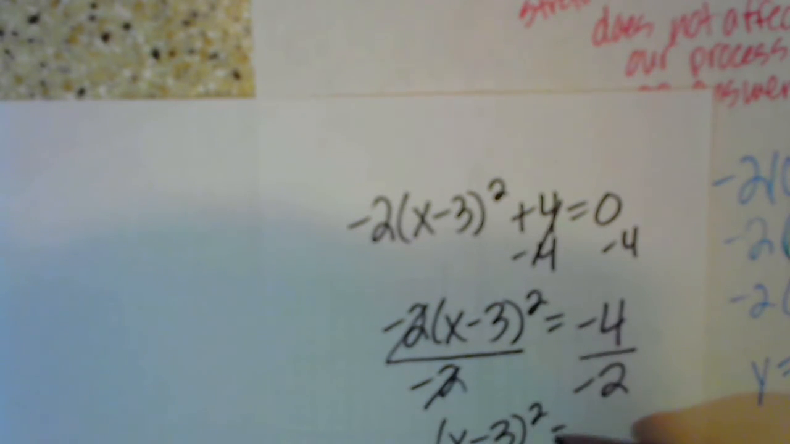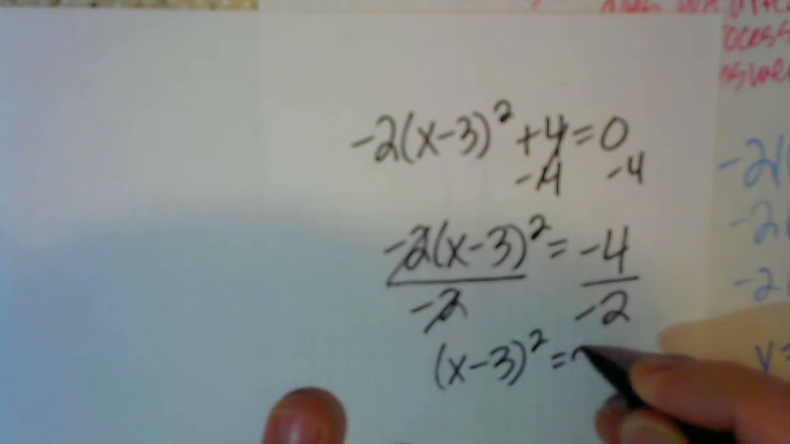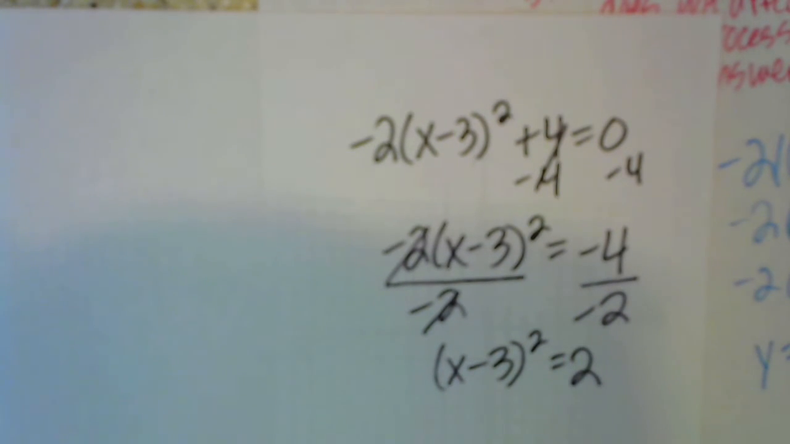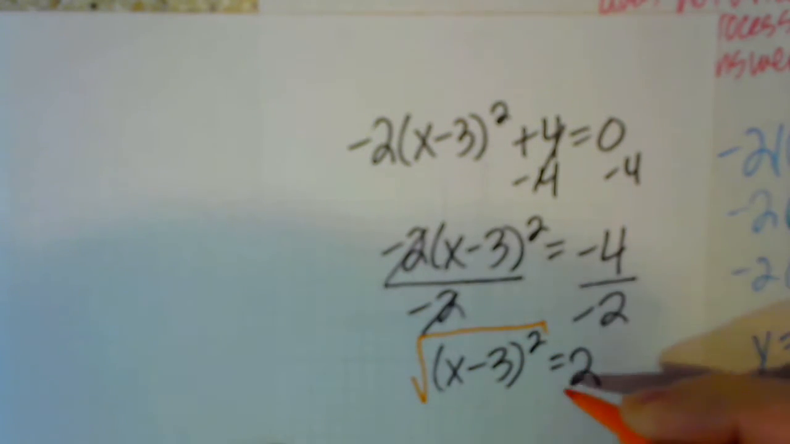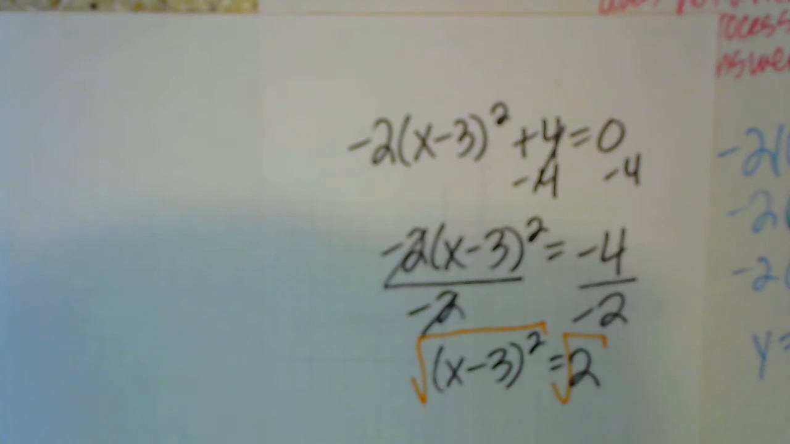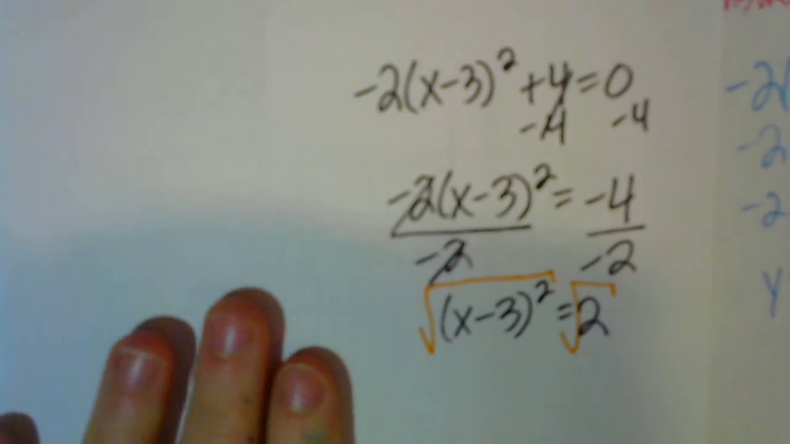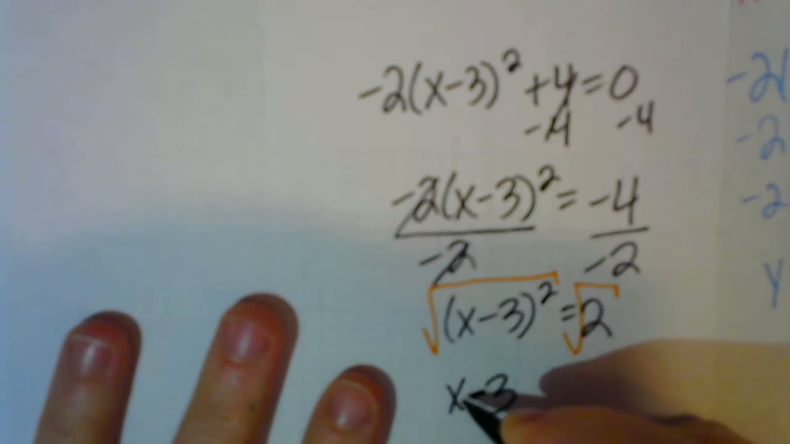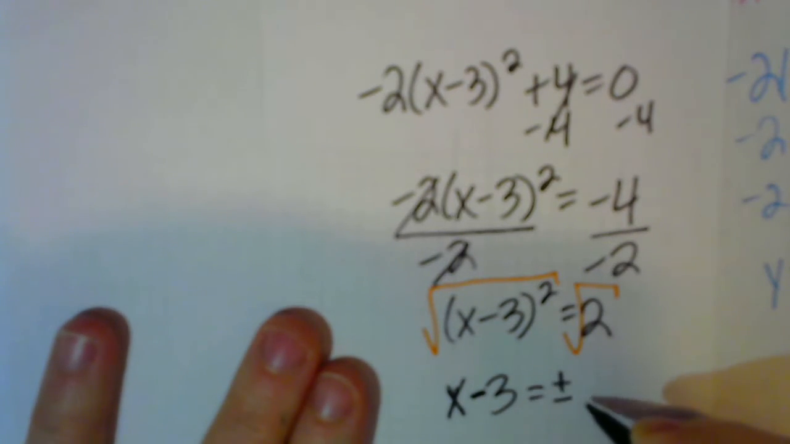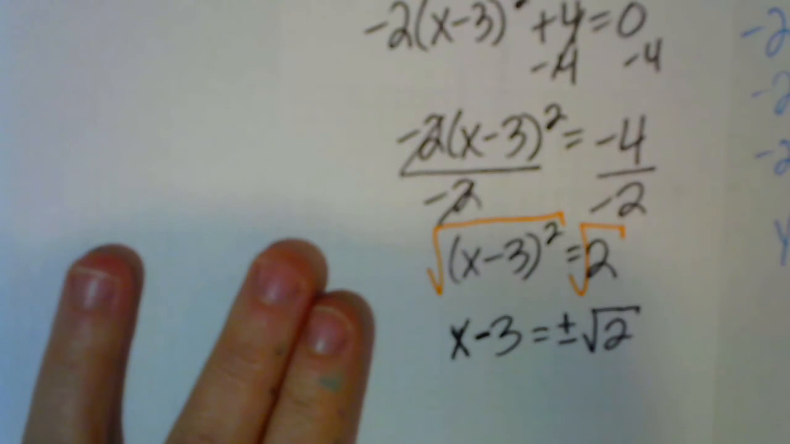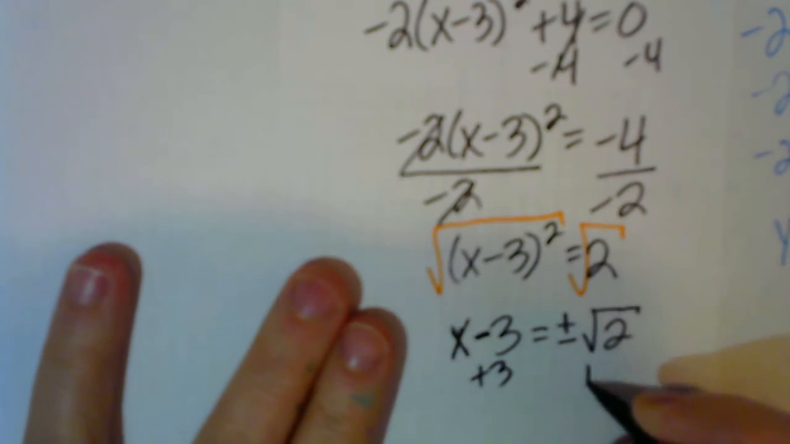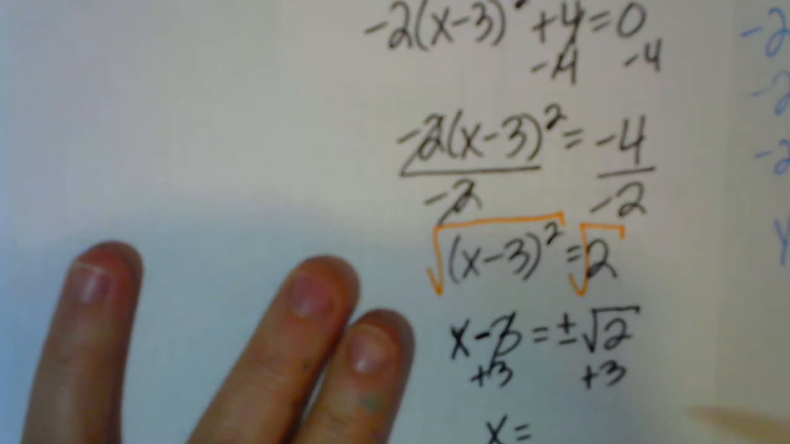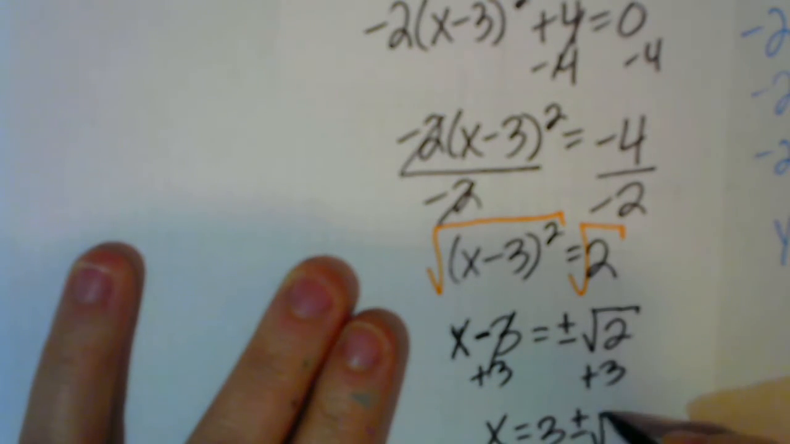So that gives me +2, 4 divided by 2. I know I take the square root of both sides. So this should be similar to like 11(1), I think is when you did the square root property. So that just leaves me with x minus 3 on the left, plus or minus 2. And then to finish it, I would add 3. X equals 3 plus or minus radical 2.